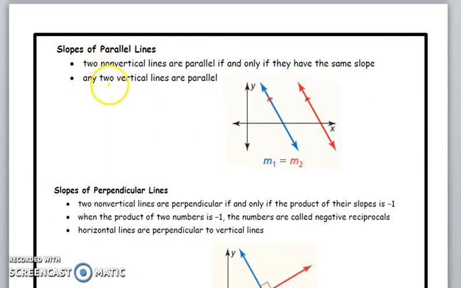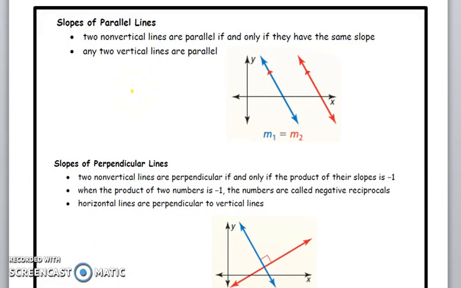So moving on to the back page, we have some notes here about slopes of parallel lines and slopes of perpendicular lines. It's really important to know for this particular unit that whenever 2 lines are parallel, they have the same slope. That's really important. So in this diagram here, you see the blue line has slope, and we call that slope m of 1, and the red line has slope m of 2. They are equal to one another. So whenever we have 2 lines on a coordinate plane, they are parallel if their slopes are the same.